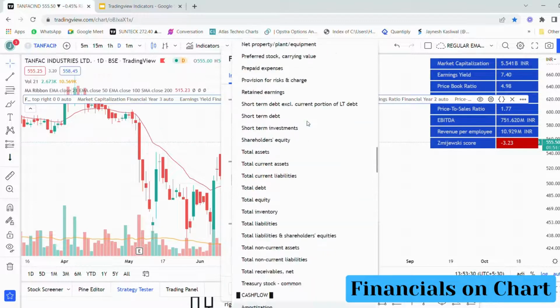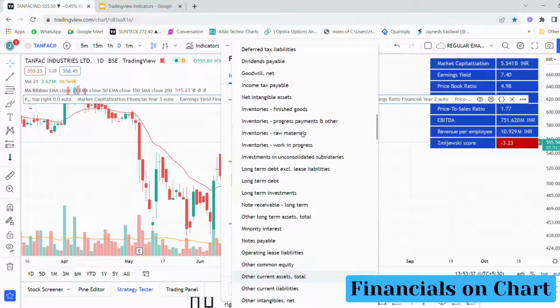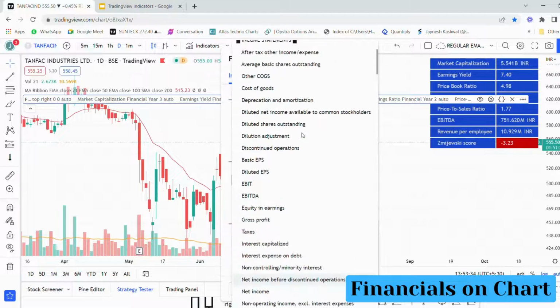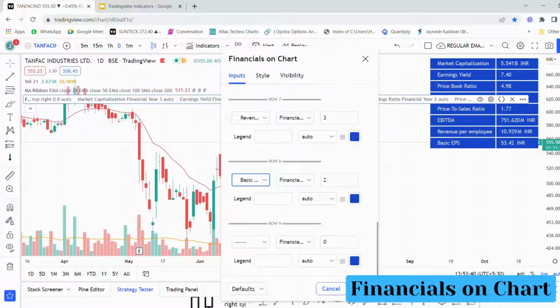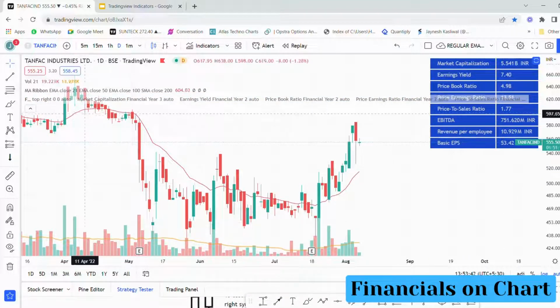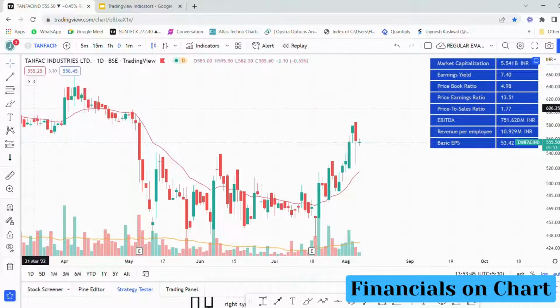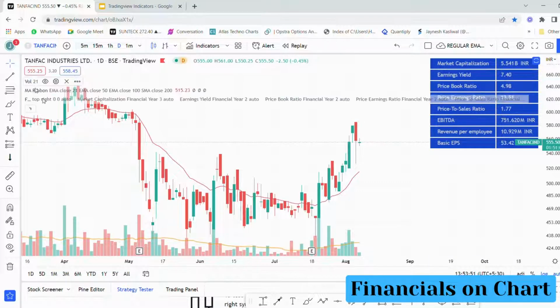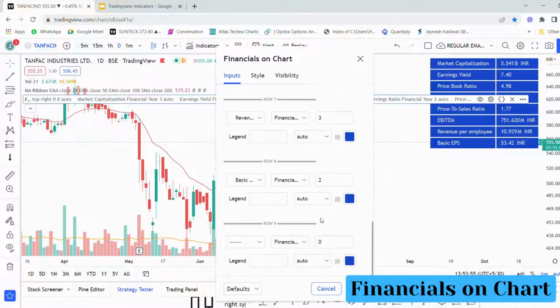So let me select, let's say I want to know how the EPS of the company is. So I will select basic EPS here and okay. You can see here how the basic EPS of the company has been plotted, and the price to book ratio, price to earning ratio, price to sales ratio. I can select anything I want. I can select the quarter of the year I want.